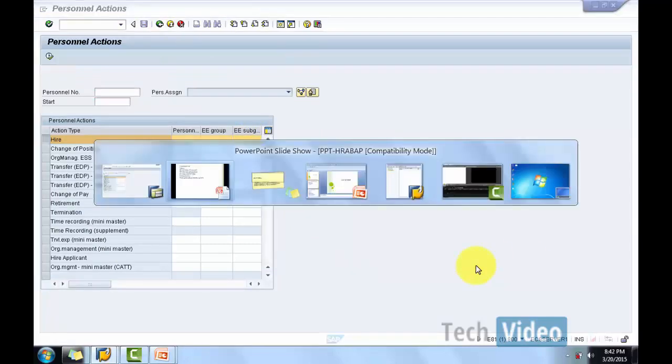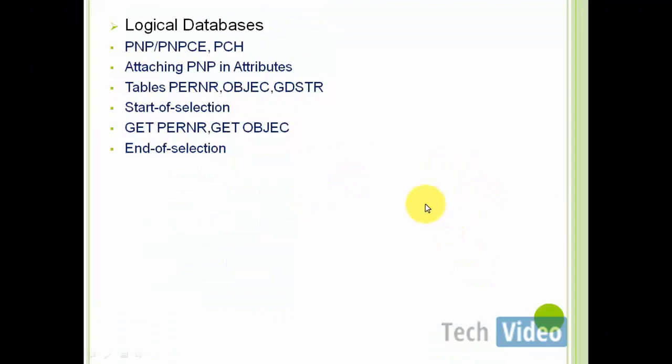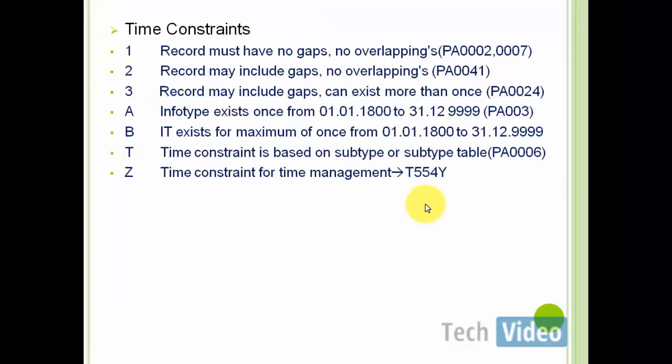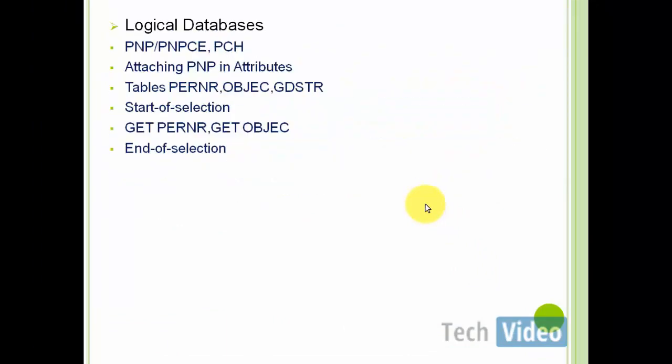Let us now come back to our presentation and see what are the different topics that are more important to us programmatically. So the next topic is the concept of logical database. Remember, logical database forms a very integral and important part of HR ABAP programming. So you need to know what actually is a logical database. A logical database is nothing but something which groups different tables or clusters within itself.